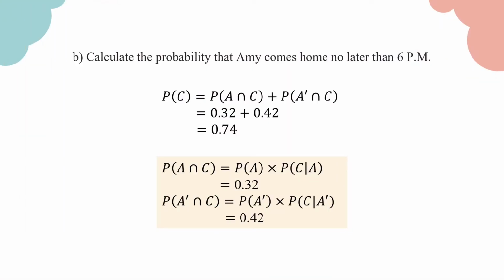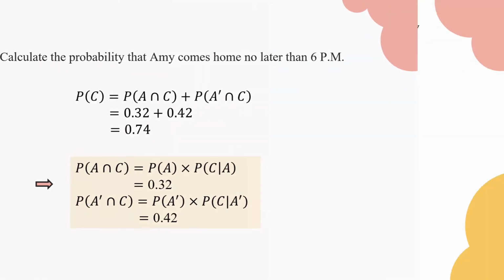Next question, calculate the probability that Amy comes home no later than 6 p.m. So we need to find the probability of C. What we need to do is add all the probabilities that consist of C, which are the probability of A intersect C plus the probability of A prime intersect C. You can find these values from the tree diagram before. So 0.32 plus 0.42, and we get 0.74.